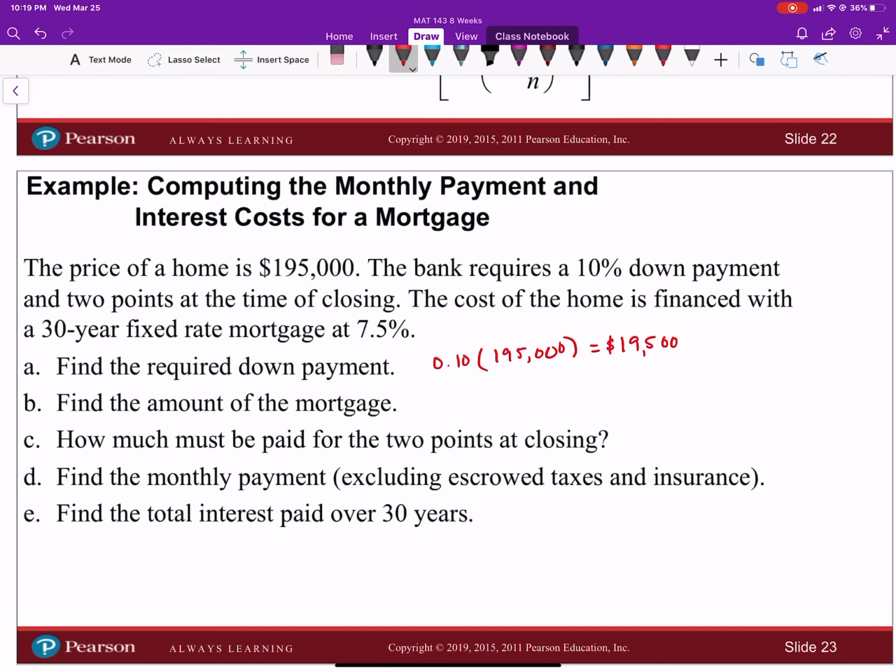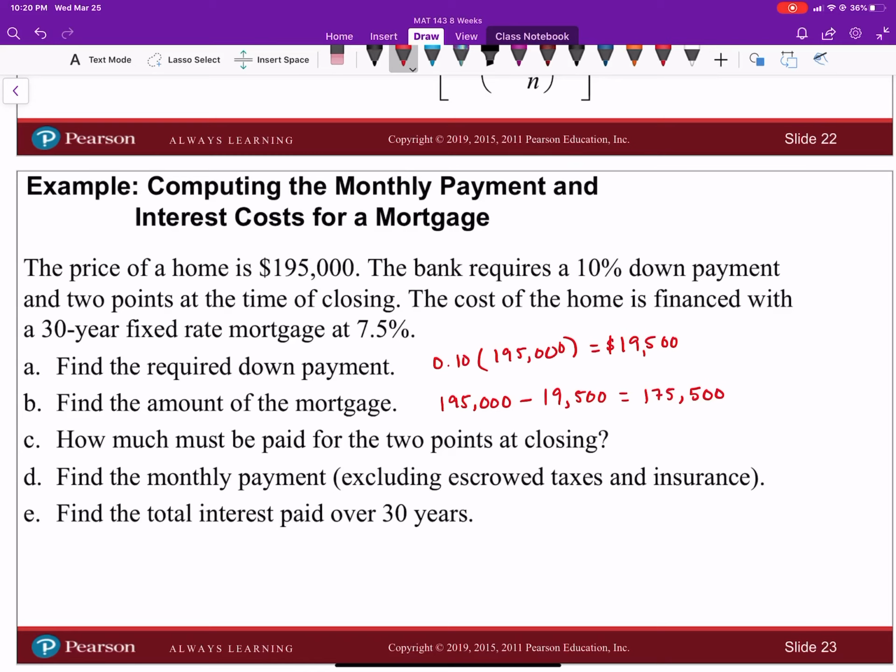Now, let's find the amount of mortgage. What we're going to do is, the amount of mortgage is equal to the sales price minus the down payment. So we have to do the 195,000 minus the 19,500. And when we do this, we get 175,500.